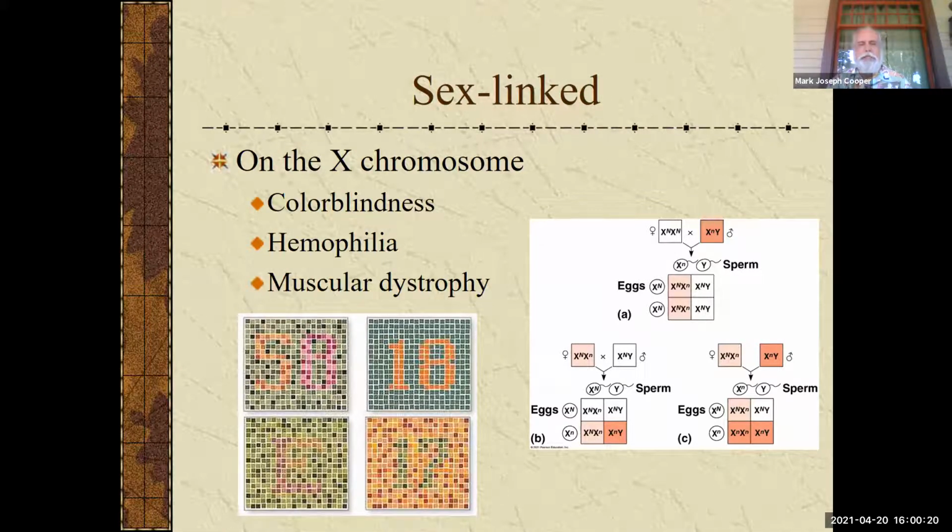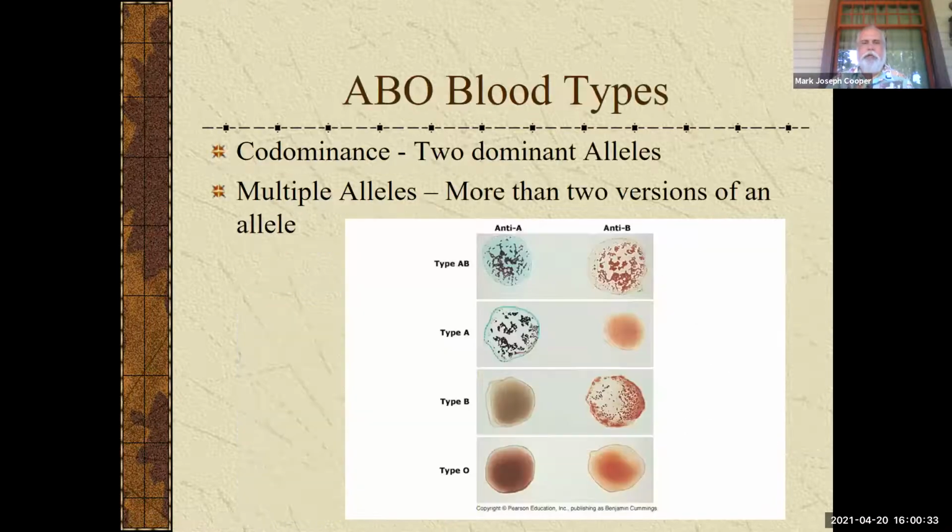and so that's a disease where there's a protein issue, and you lose control of muscles. So these are examples of some of these sex-linked ones, and we'll do one of these problems, and then we'll do ABO blood typing, and this will probably be the hardest.